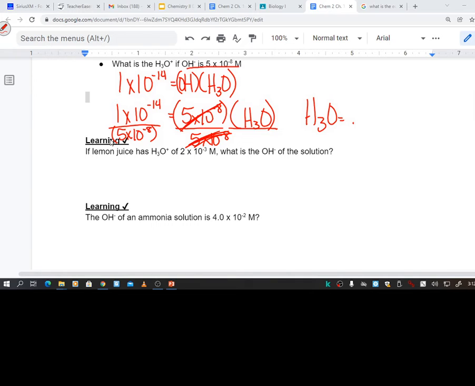So 1, 2, 3, 4, 5, 6, 7. It is 2 times 10 to the negative 7.